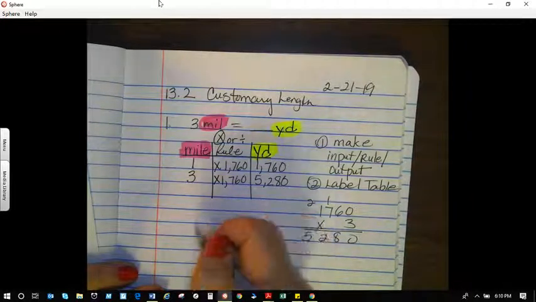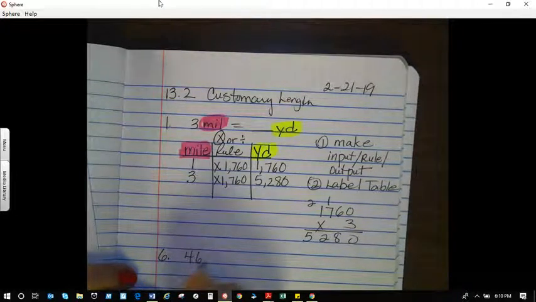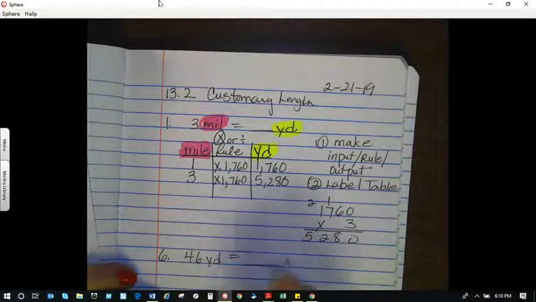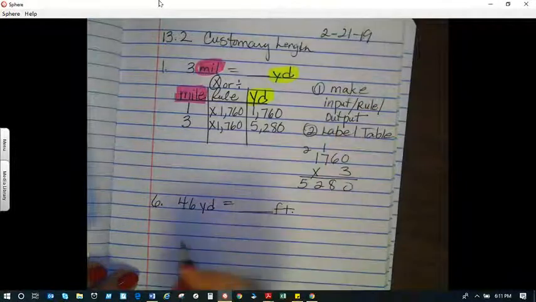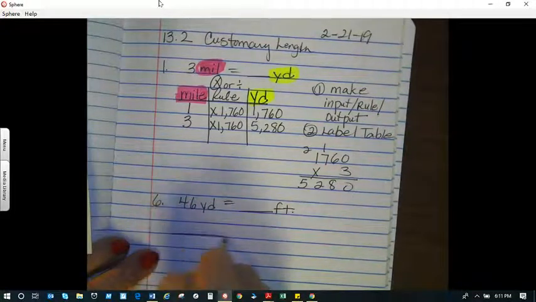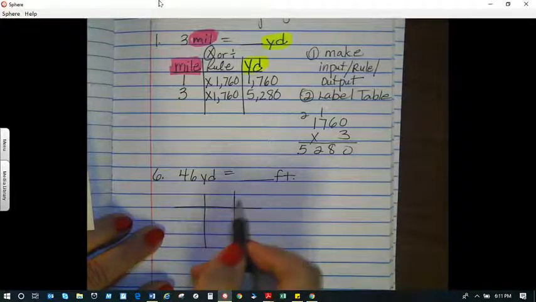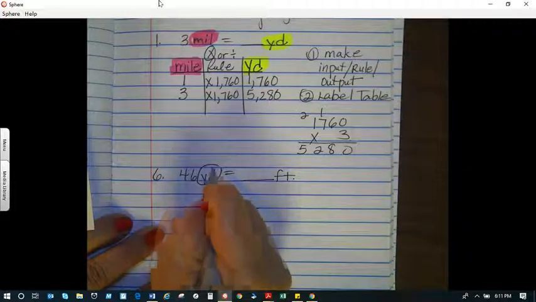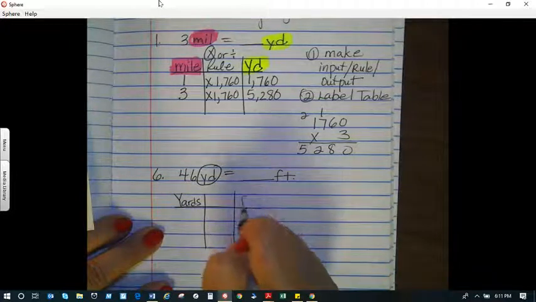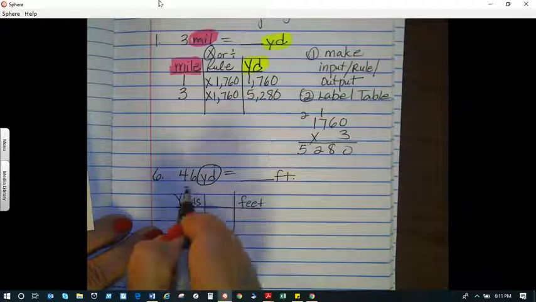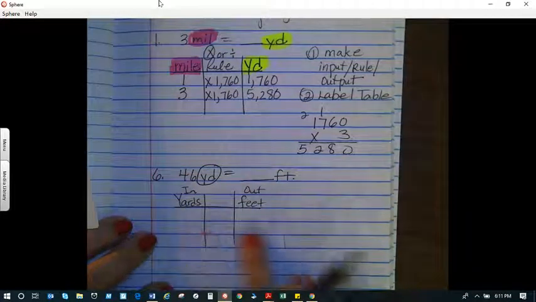We're going to number 6. Number 6 reads 46 yards equals how many feet? First things first, make an input rule output table. So I'm going to draw my line, draw lines down, input. Here's my input. This is going in. That's yards. This is coming out. It's going to come out feet. So this is in, this is out. I'm going to take it in yards and take it out to the feet.